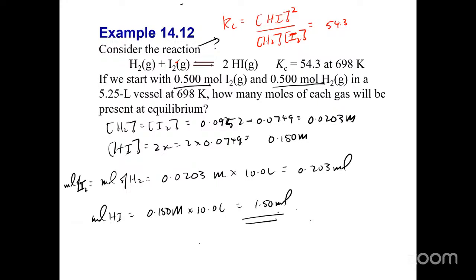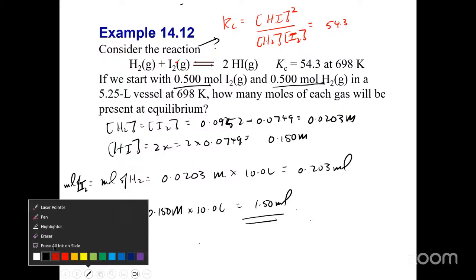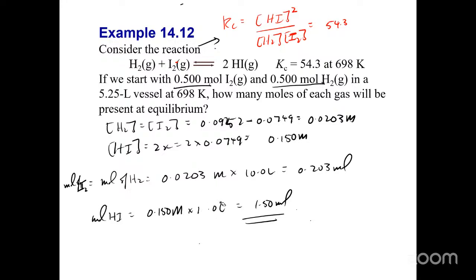Where did you get the 10 liters from? Because isn't it 5.25? Oh, sorry, you're right. Where did I get a 10 from? I don't know. It's 5.25, I'm sorry about that. I think I was thinking of the previous example. Yeah, 5.25, my bad. So with 5.25 here, both answers are wrong, so let me just erase these.